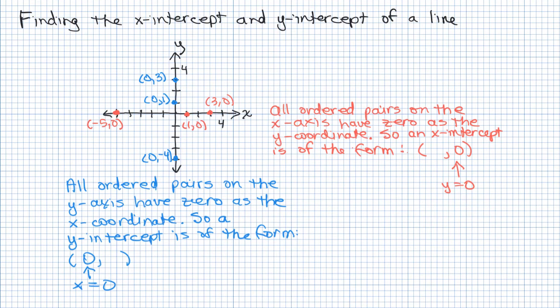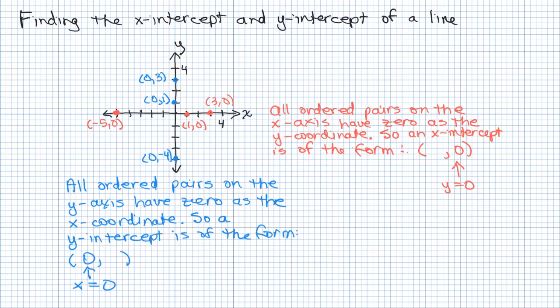All right, we're going to find out how to find the x and y intercepts of a line. So if you have a graph of a line, you can just look and see where the line crosses the x-axis, and that will be the x-intercept, and where it crosses the y-axis, and that will be the y-intercept, unless it's a vertical or horizontal line, in which case there might not be one of those.